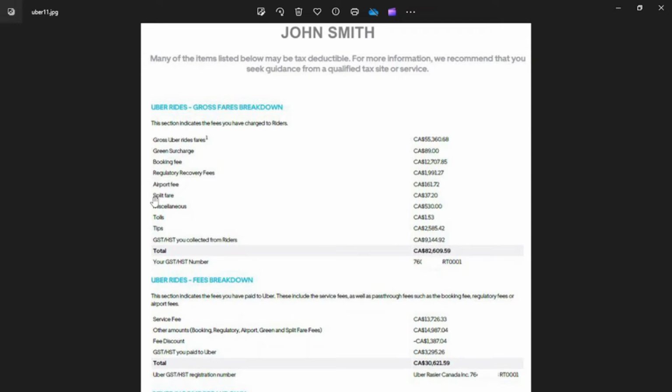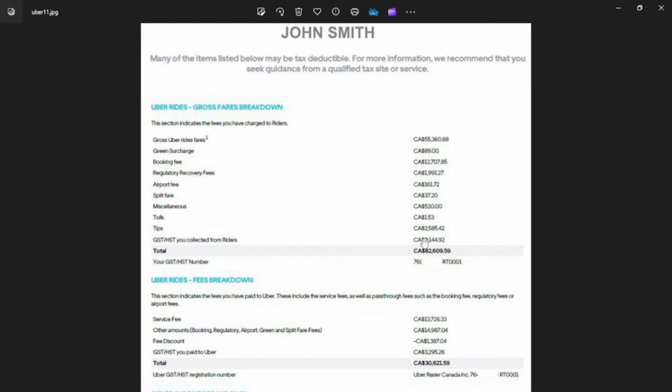Split fare: if the passenger is using the split fare function or feature in the app, it has certain transaction charges or fees. Uber is going to take that fee from the passenger. Miscellaneous could be, let's say somebody made a mess in John's car, and John reported that to Uber, and Uber said, okay, we're going to charge the passenger an extra $50 and give it to you as cleaning charges.